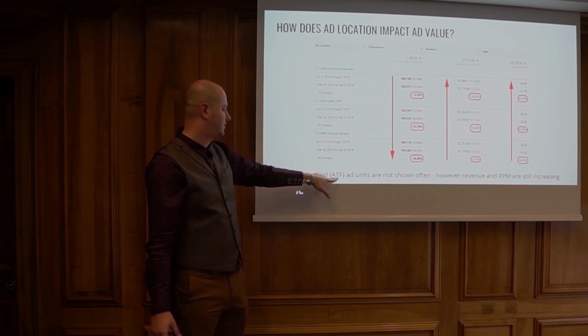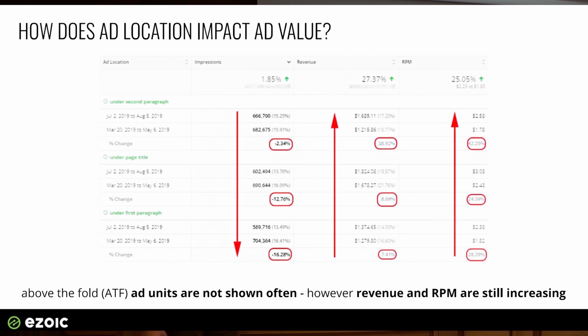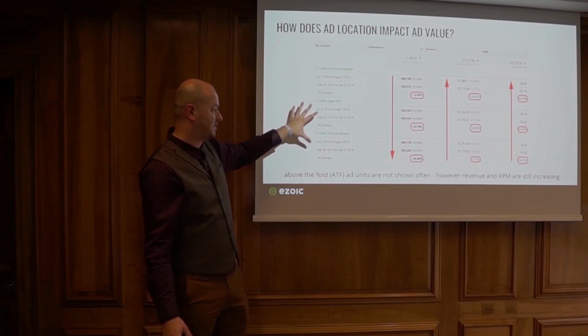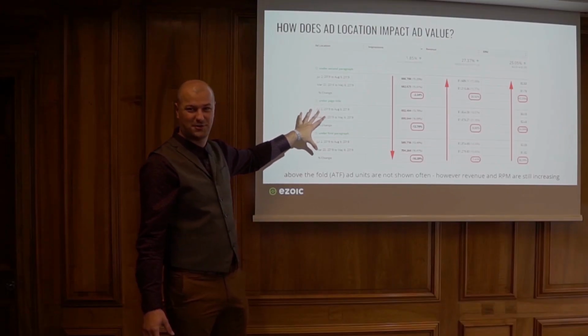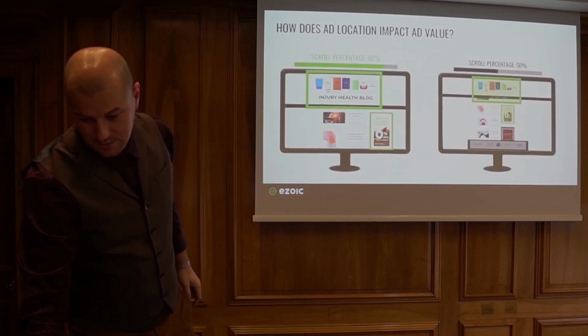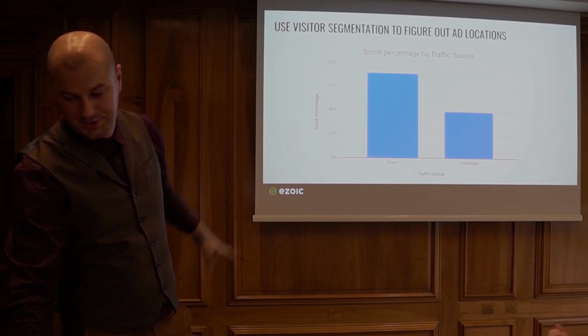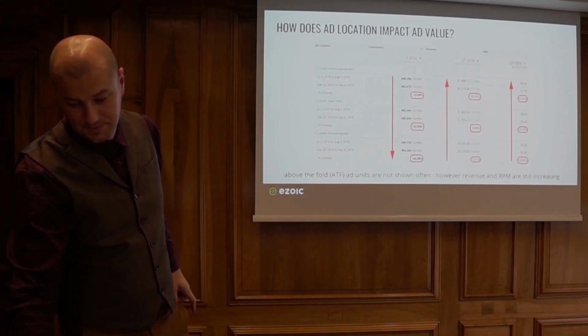The above the fold ad units actually decreased in their viewability. So they were being shown on average fewer times to all the users. However, revenue went up by 27% and RPM went up by 25%. But the most viewable ad units were not being shown as often because of the scroll percentage of the users that were accessing the site directly, and their user intent, their user behavior. Pretty wild.